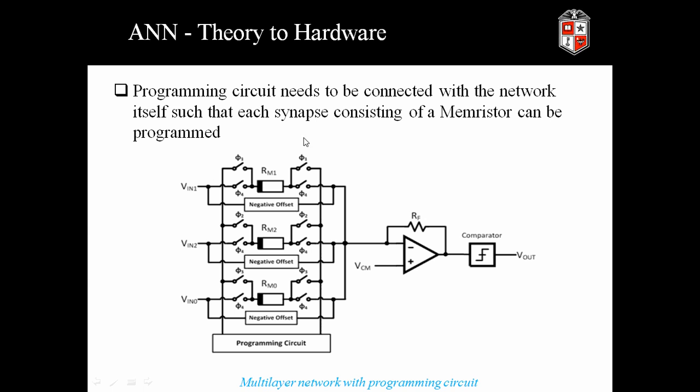The synapse functionality can be achieved by using this circuit. It has three inputs and a programming circuit. Whenever we want to program the memristor to a particular resistance value or to erase the memristor, we are going to use the programming circuit. We are going to take the memristors out of the network, program them, and then put the memristors back into the network again, so that the total functionality of the circuit will be changed by the programming circuit. And this is the summation function, and this is the activation function.